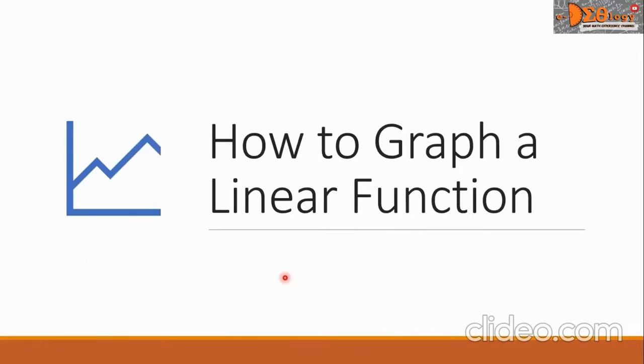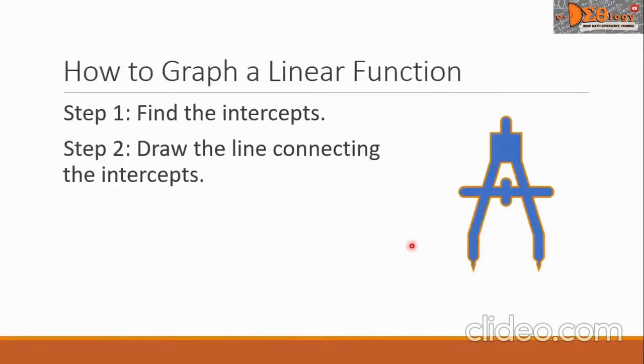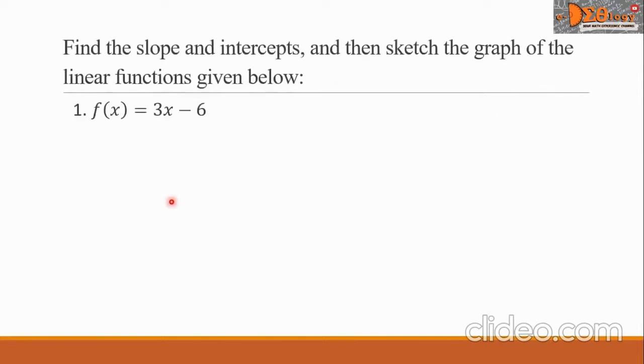How to graph a linear function? We're going to follow 2 steps. Step 1, find the intercepts. Step 2, draw the line connecting the intercepts. Let's have examples. Find the slope and intercepts, and then sketch the graph of the linear functions given below.